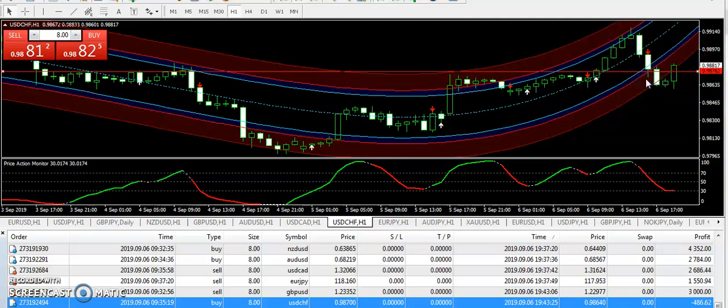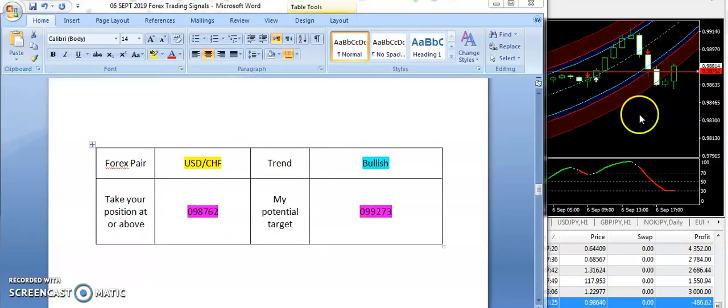Rest of the pairs have not taken the U-turn, so there is no need to talk about the rest of the pairs that have not taken the U-turn.